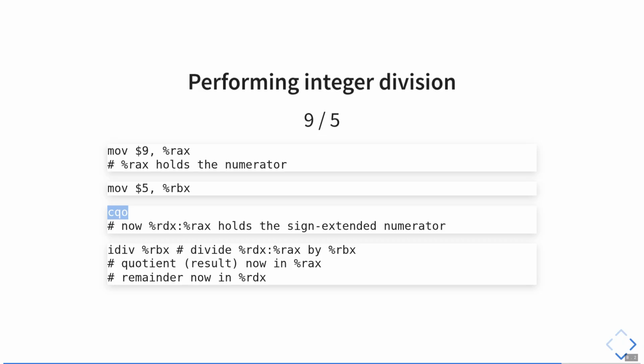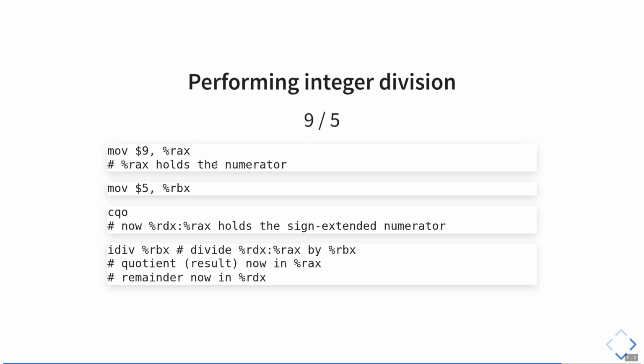What do we think O stands for? What sea animal has 8 arms? Octopus, octo. So convert quad to octo.